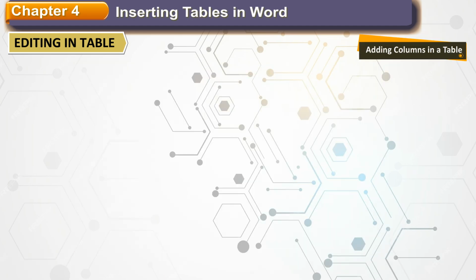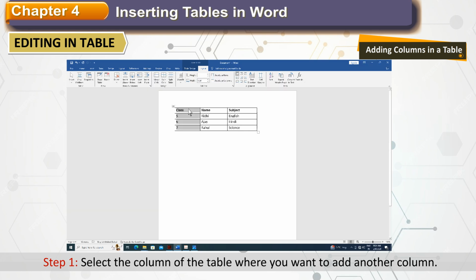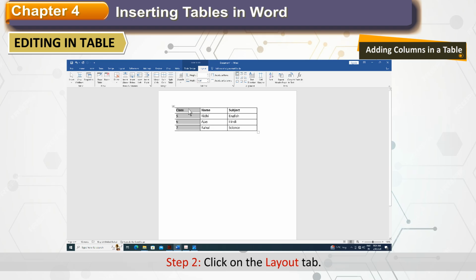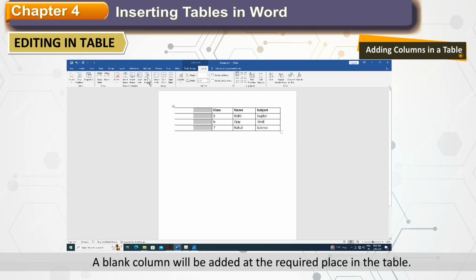Adding columns in a table. To add more columns to the table, follow these steps. Step 1. Select the column of the table where you want to add another column. Step 2. Click on the Layout tab. Step 3. Choose Insert Right or Insert Left command. A blank column will be added at the required place in the table.